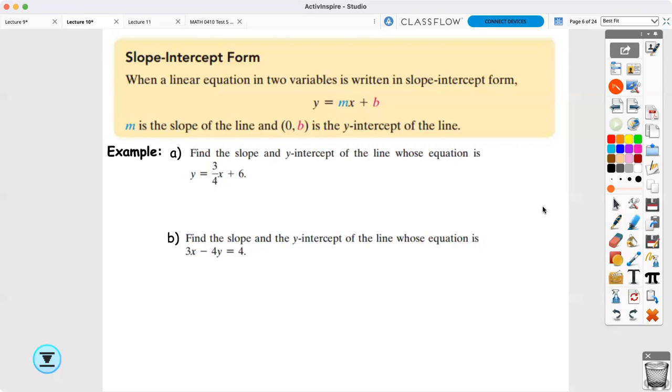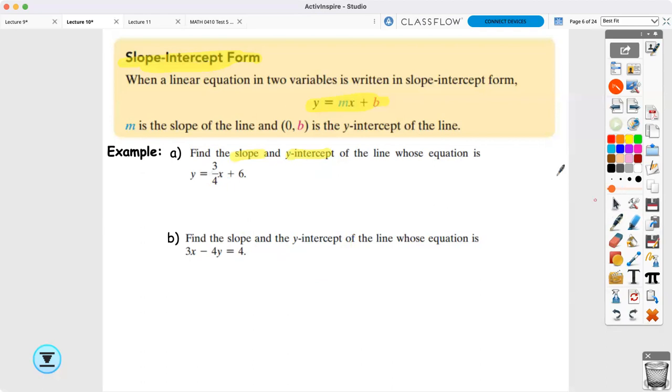Alright, so let's look at this form. So slope intercept form comes in clutch in different points, right? So for this one, it's y equals mx plus b. Here we know y is by itself, m and x are together, and b. We know m is the slope of the line, where b is the y-intercept in the point of 0 comma b. Our objective for examples A and B is to find the slope and y-intercept from the equation.